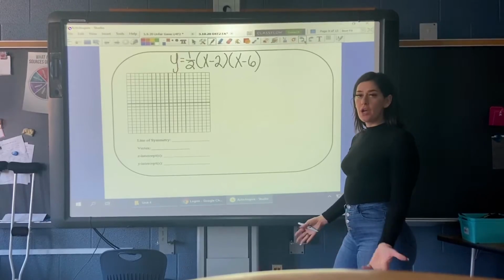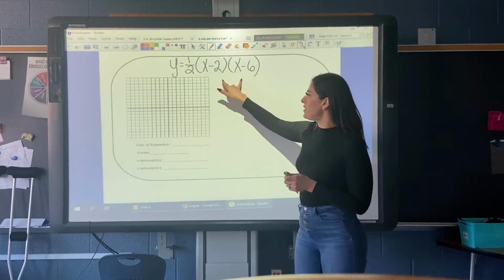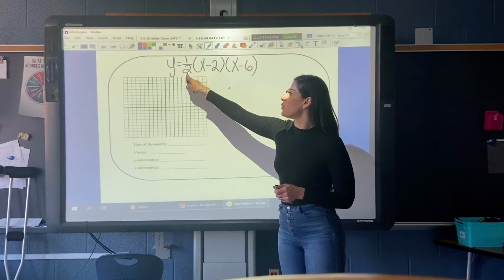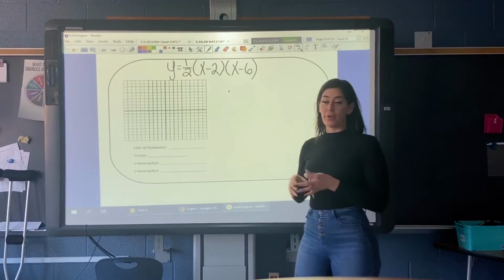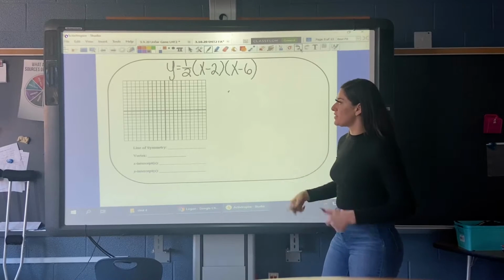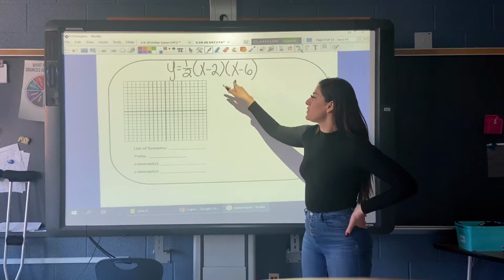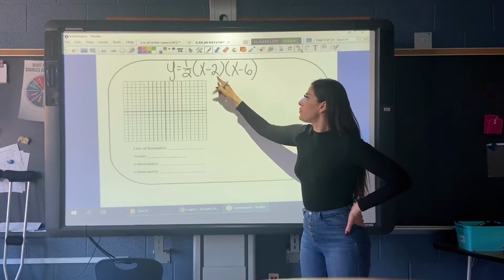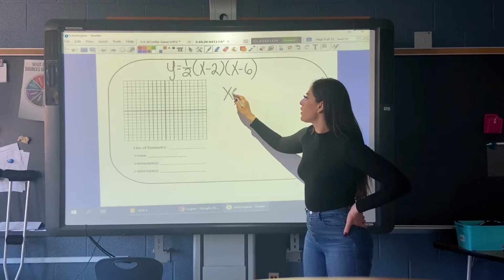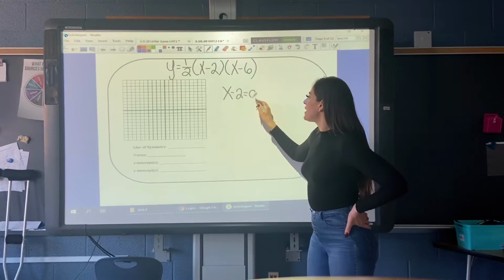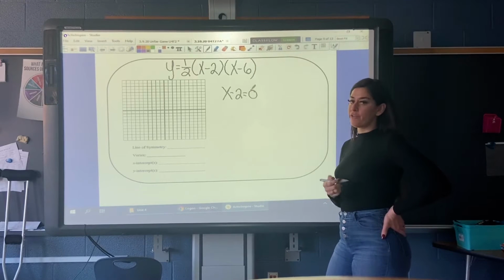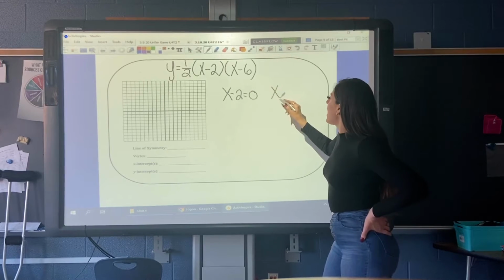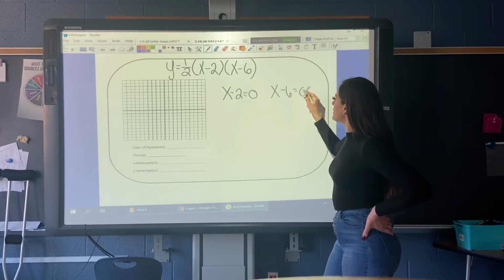Okay, so let's try one more. The only difference with this is that now we have a dilation of 1/2 instead of a normal growth rate. So it's going to be growing half as fast. The starting point is still the same. We're going to take the portion of this which is in factored form, x minus 2, set it equal to 0 in order to solve for our first x-intercept. And then x minus 6 equal to 0.